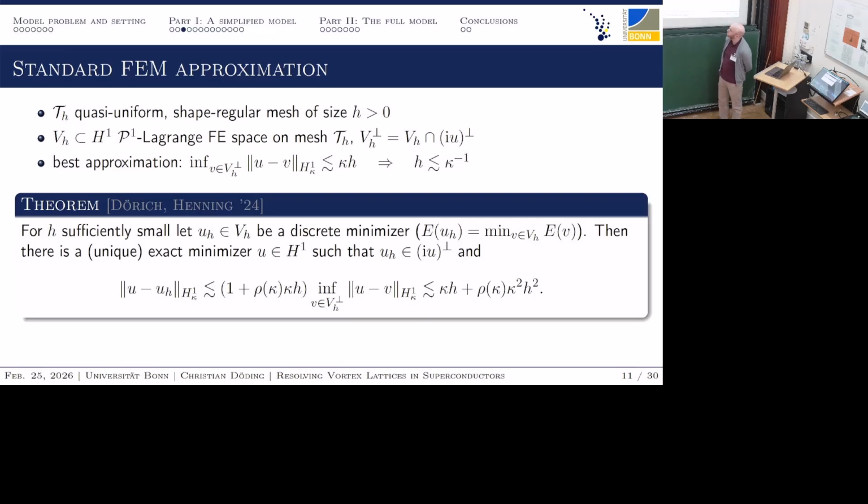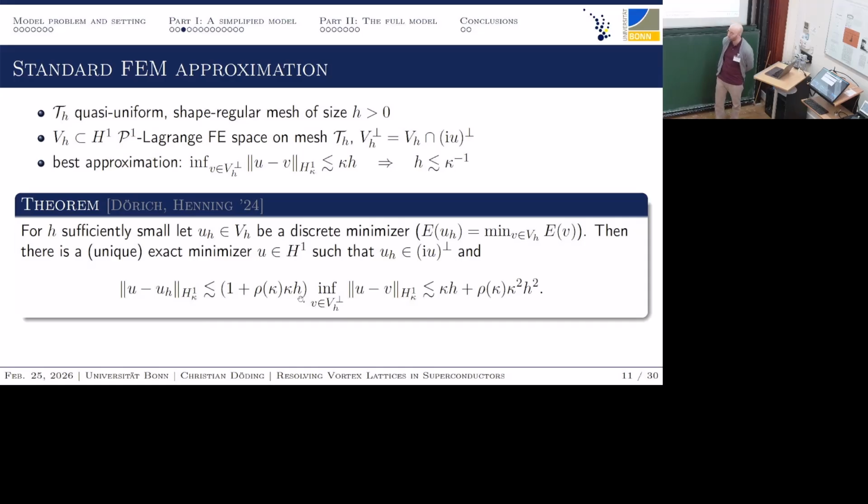However, as Benjamin Döding and Patrick Henning figured out in this work from 2024, the situation is a little bit worse if you consider the discrete minimizers. So here I take a discrete minimizer, which is characterized as a minimizer of the energy over the approximation space. And then we can find an exact minimizer close by if the h is sufficiently small. And the error of this discrete minimizer is bounded by the best approximation. But there is a prefactor involved here, namely 1 plus rho kappa h.